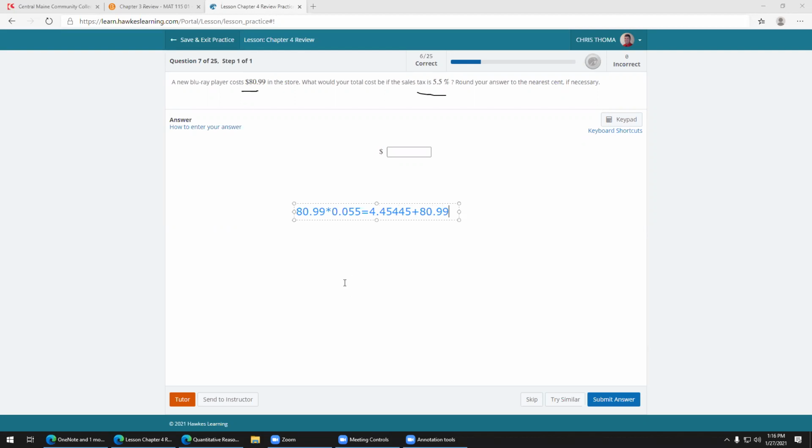And now I get 85.44, all those 4s and 5s. So now I can round it. So I get 80.444. Well, the 4 is less than 5, so I don't round. I keep the number the same, so $80.44.